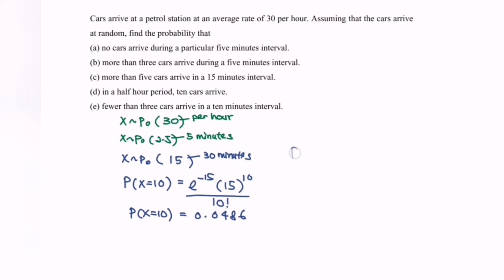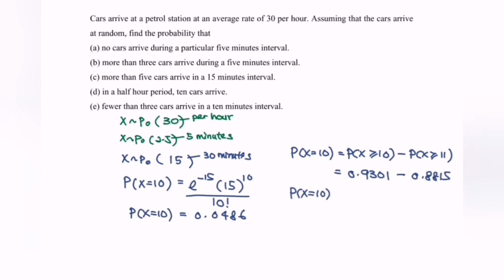Alternatively, the probability that X equals 10 is equal to the probability that X is greater than or equal to 10, minus the probability that X is greater than or equal to 11. By referring to the table, here we have 0.9301 minus 0.8815. So the probability that X equals 10 will be equal to 0.0486.